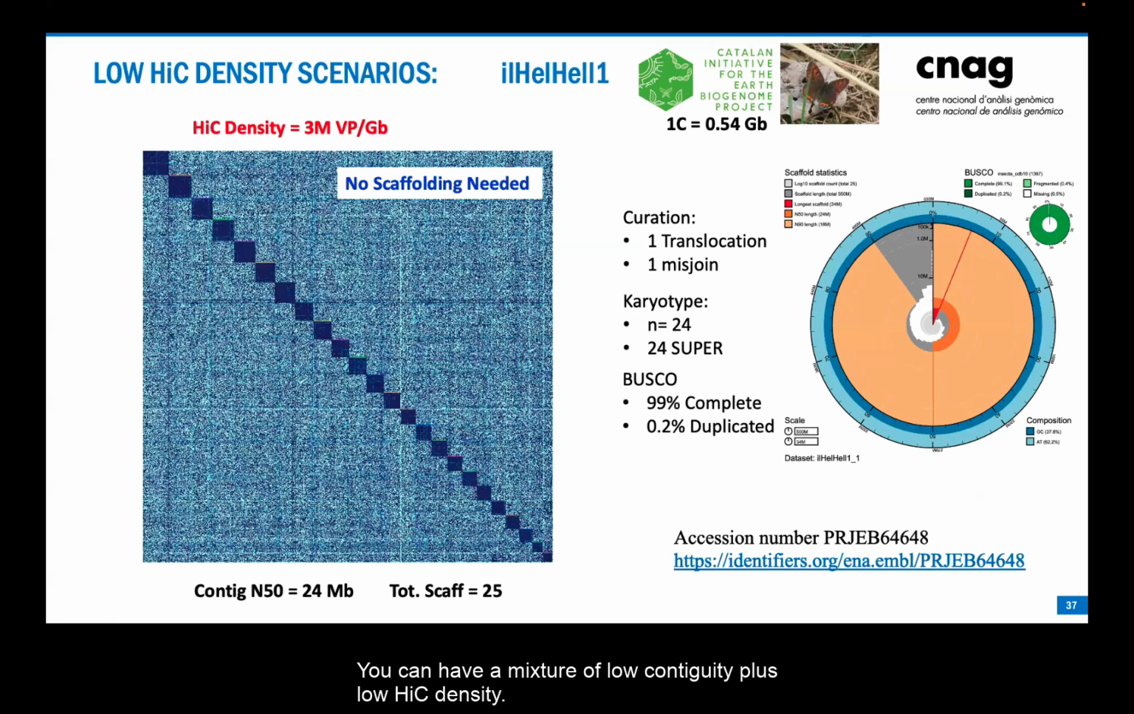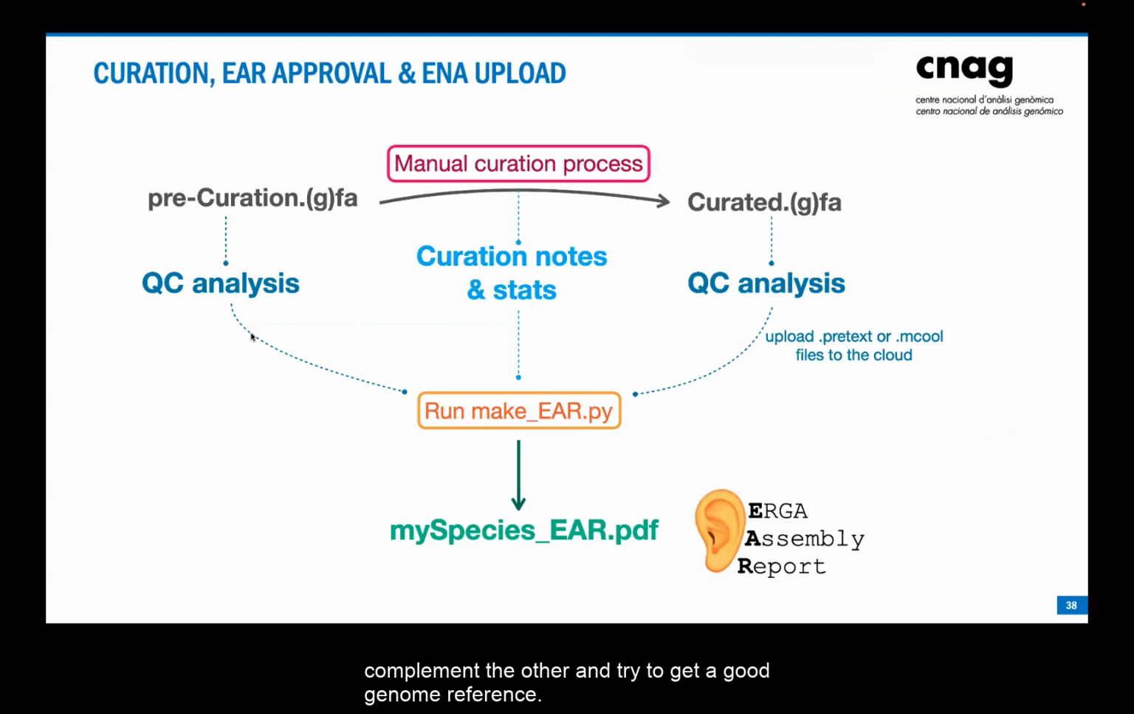You can have a mixture of low contiguity plus low HiC density. But let's be optimistic and think that one thing can always complement the other and try to get a good genome reference.